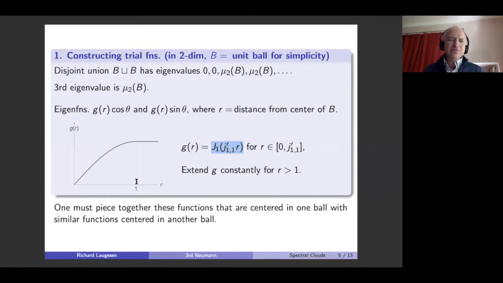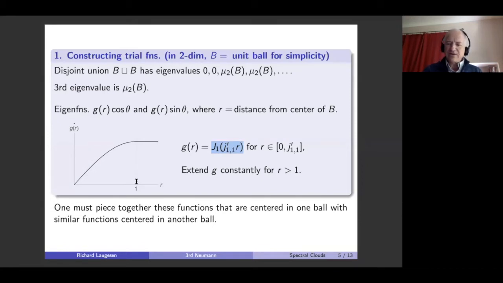Now what we have to do is to piece together this function on one ball with a similar function on the other ball. So we've got several things to think about. Each one of these, the cosine theta or the sine theta mode, has this distinctive nodal pattern. For the cosine, we've got left and right halves of the disk having different signs, plus on one side, minus on the other. And then the sine function is the top and bottom. We've got to think about the fact that we could potentially have linear combinations of such things.